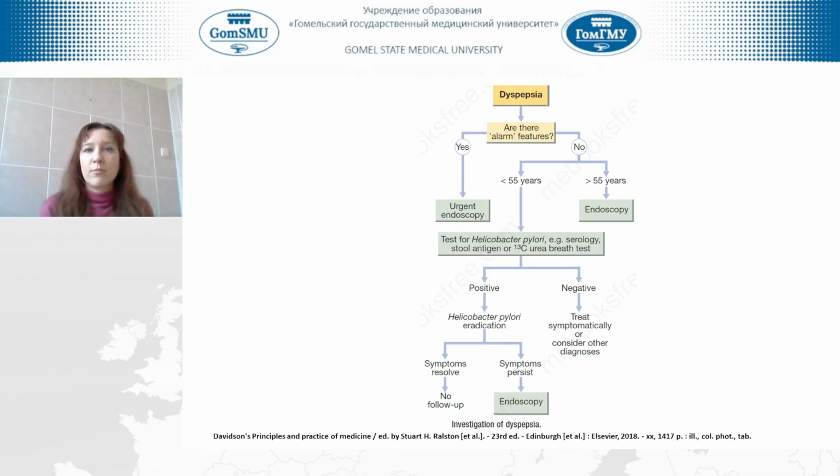Investigation of dyspepsia. If there are no alarm features and age is more than 55 years, endoscopy. If age is less than 55 years, test for Helicobacter pylori, including serological and breath test. If Helicobacter pylori is positive, eradication; if negative, treat symptomatically or consider another diagnosis. If a patient with dyspepsia has alarm features, there should be urgent endoscopy.